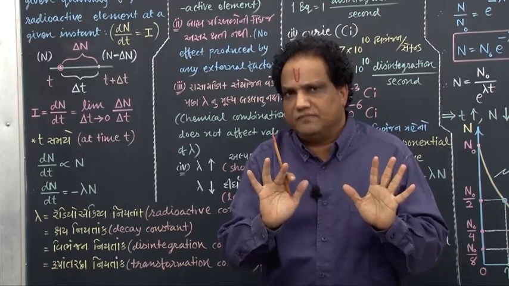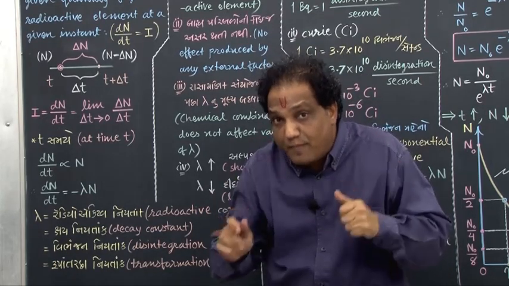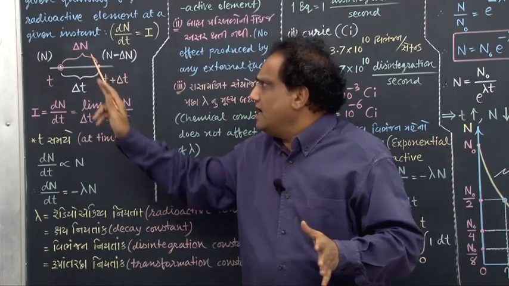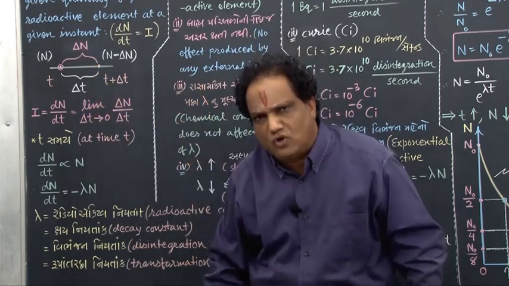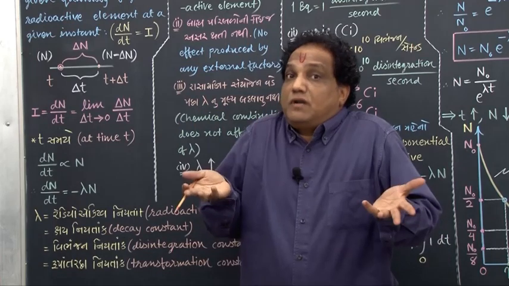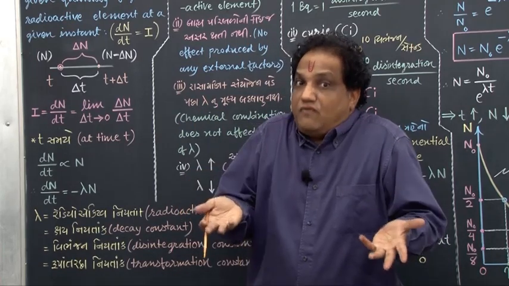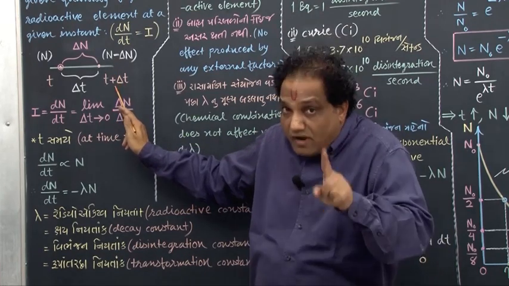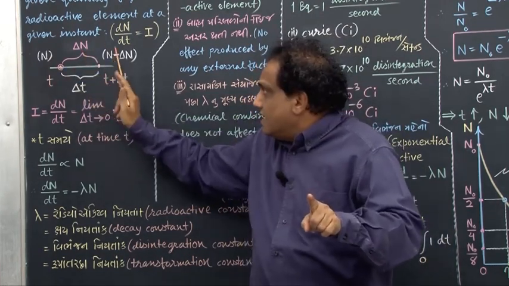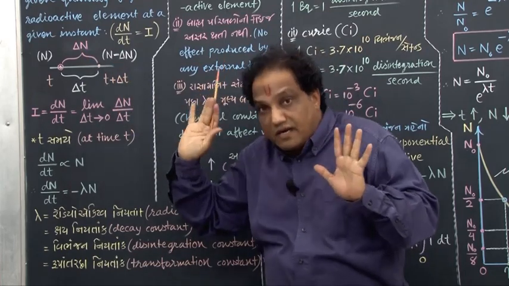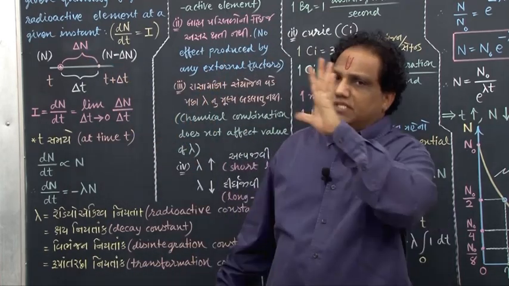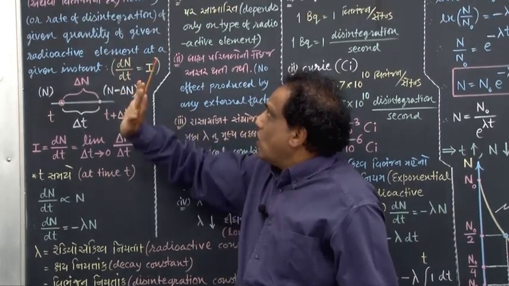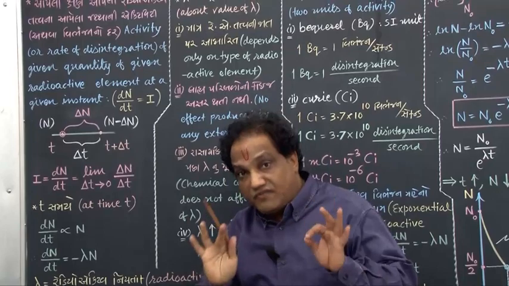What was the earlier number of parent atoms? That was capital N, out of which delta N have been transformed into daughter atoms. So what is the number of parent atoms, or the number of undisintegrated atoms, at the end of this much time? It will be N minus delta N, correct? Now in this circumstance, the rate of disintegration or activity is defined this way.